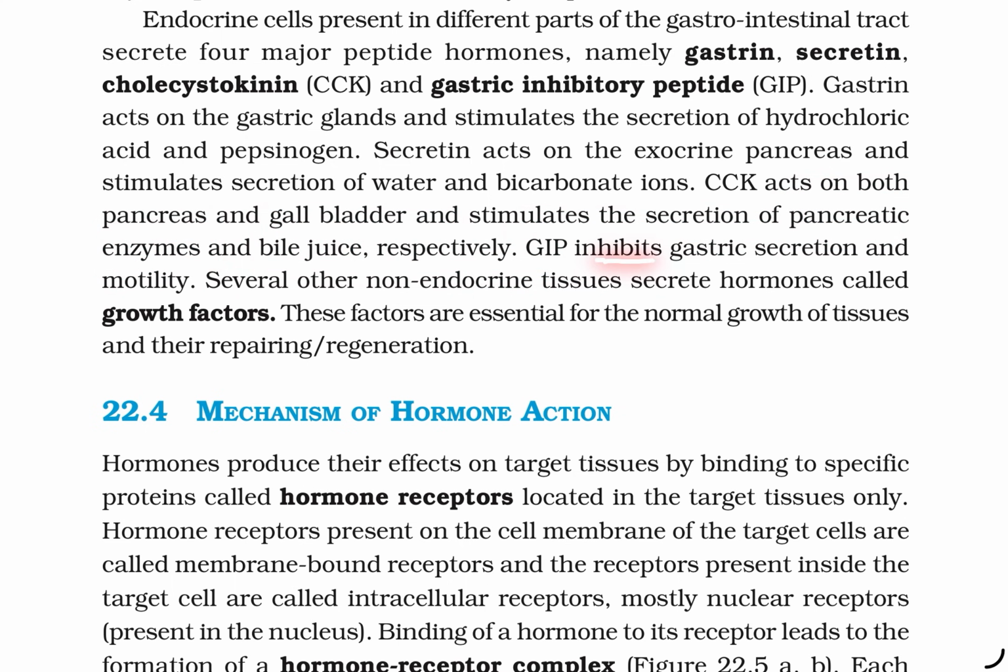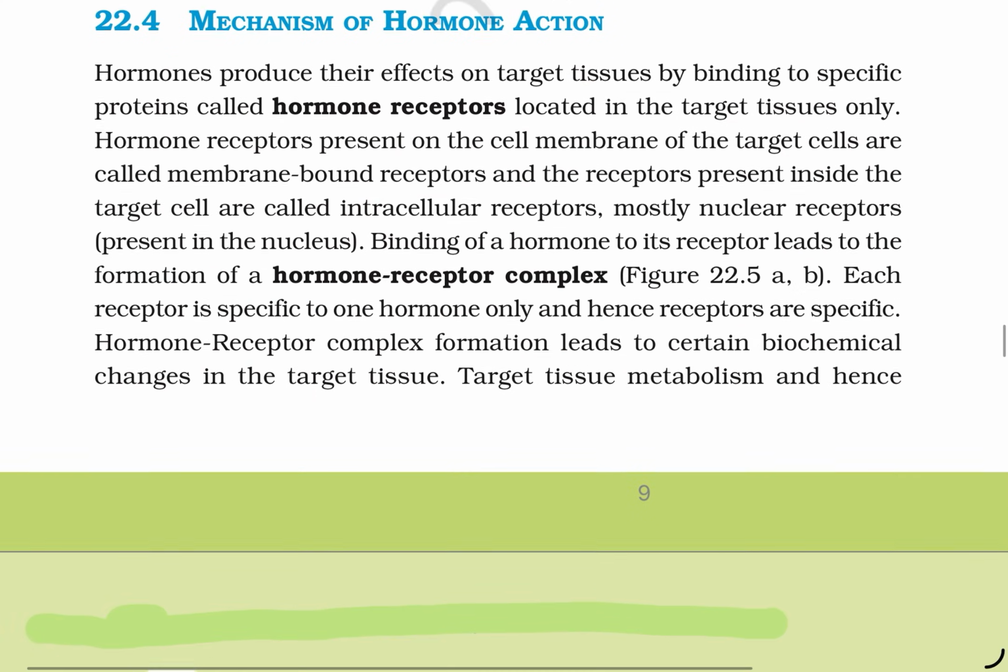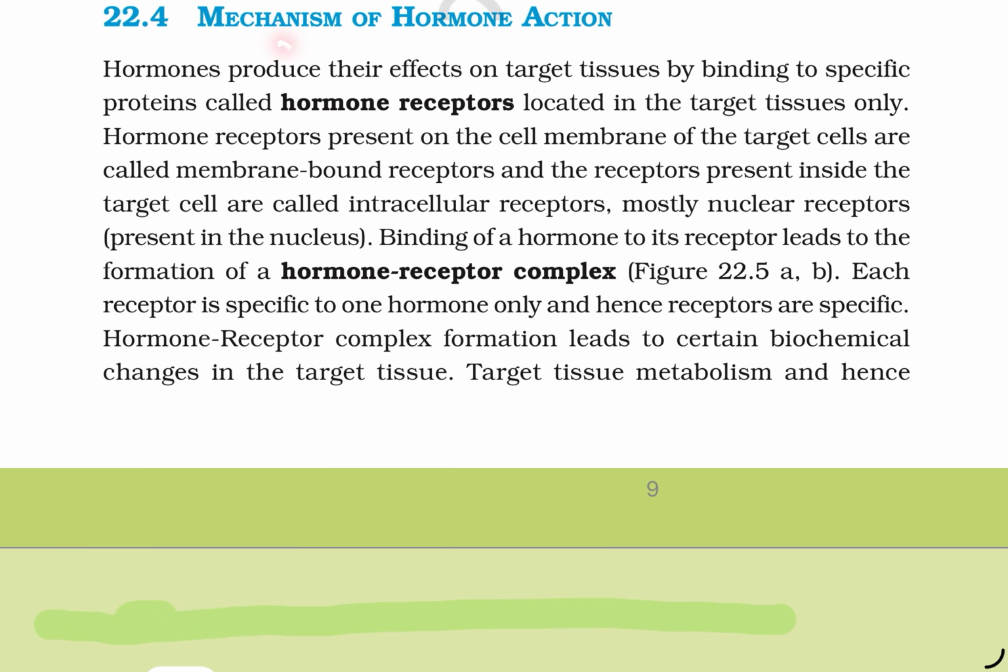GIP, that is gastric inhibitory peptide, inhibits gastric secretion and motility. Several other non-endocrine tissues secrete hormones called growth factors. These factors are essential for the normal growth of tissues and their repair and regeneration. Hormones. Mechanism of hormone action.